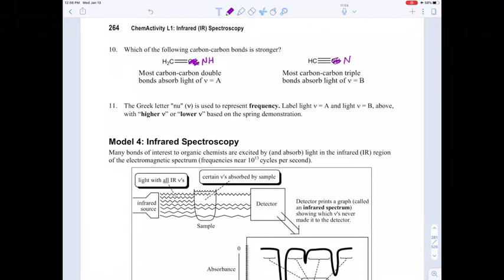And hopefully you've chosen this one. We know that one's longer because it's a double bond. Over here we have a triple bond. Double bonds are longer than triple bonds. Single bonds are longer than double bonds.